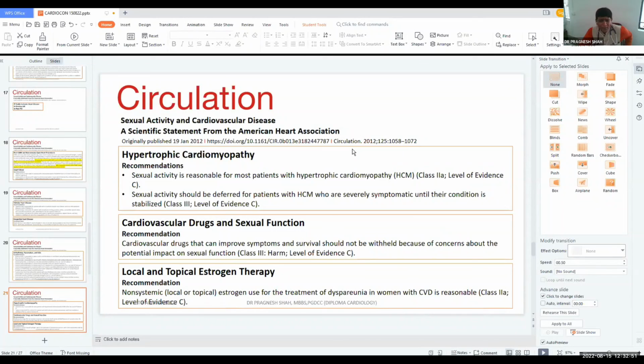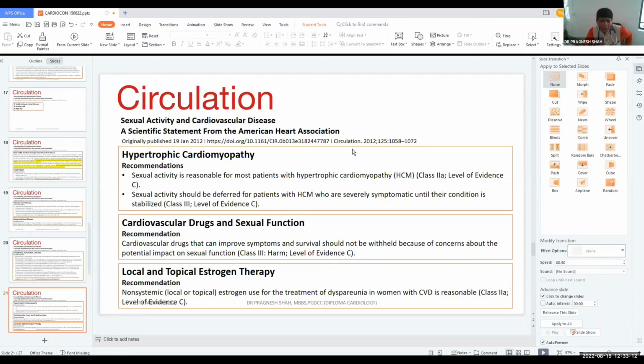Cardiovascular drugs and sexual function. This is a very good recommendation that we all should keep in mind: cardiovascular drugs that can improve symptoms and survival should not be withheld because of the concern about potential impact on the sexual function.